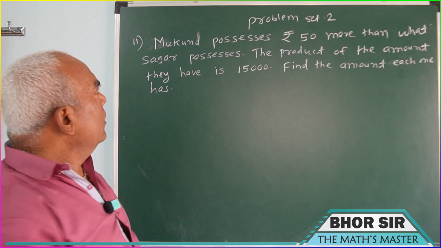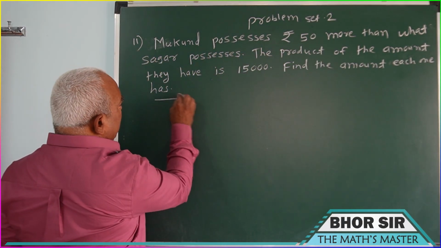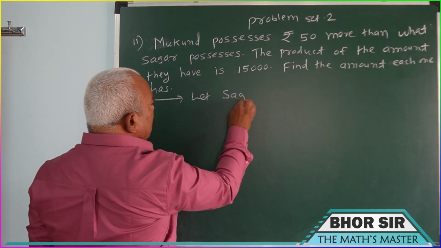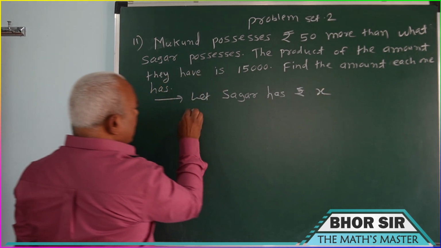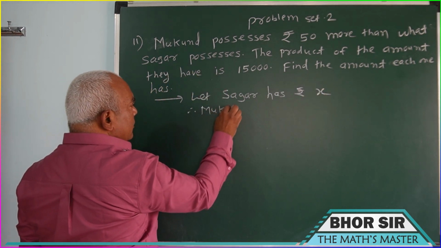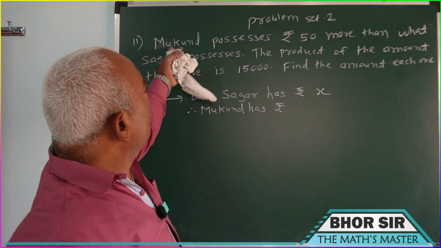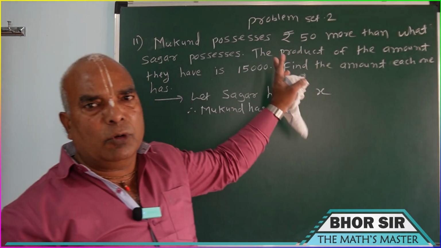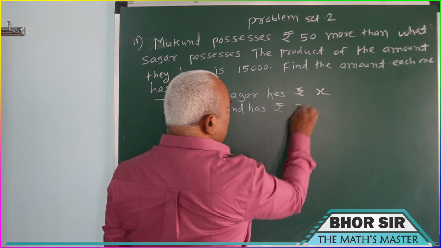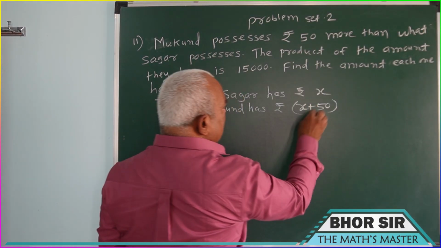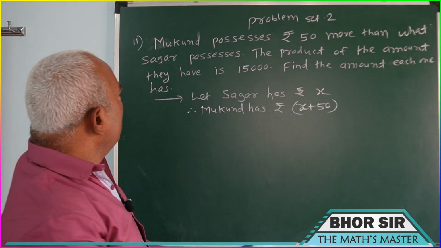Very simple question. Mukund possesses rupees 50 more than what Sagar has. We should say, let Sagar have rupees X. Therefore, Mukund has rupees how much? Mukund possesses rupees 50 more, only 50 more. Not only 50. It will be X plus 50 rupees. Sagar has rupees X, Mukund has rupees X plus 50.